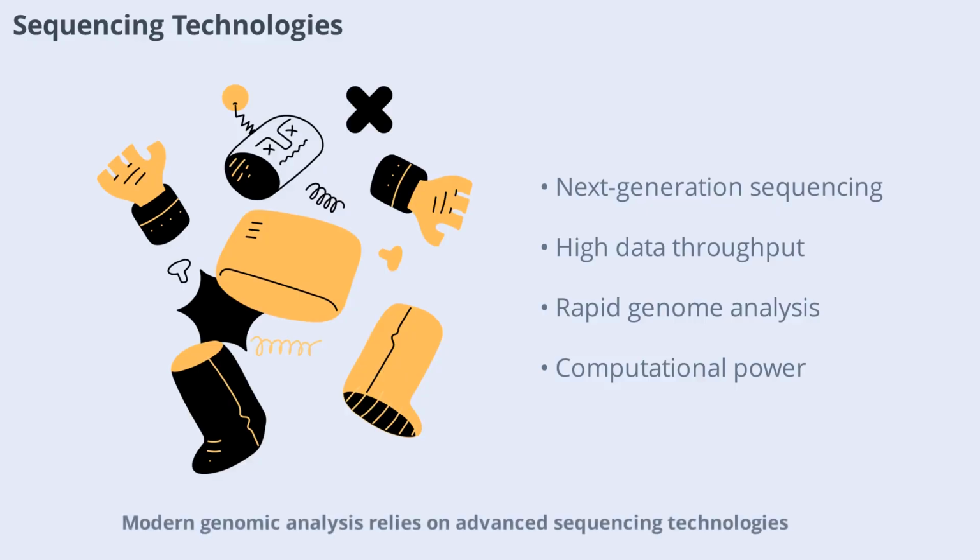Modern genomic analysis relies on advanced sequencing technologies. These methods, such as next-generation sequencing, allow scientists to read millions of DNA fragments simultaneously. The resulting data is vast and complex, requiring powerful computers to process. Sequencing technologies have revolutionized genomics, making it possible to study entire genomes in a matter of days. This rapid progress has opened new doors in medicine, agriculture, and evolutionary biology.